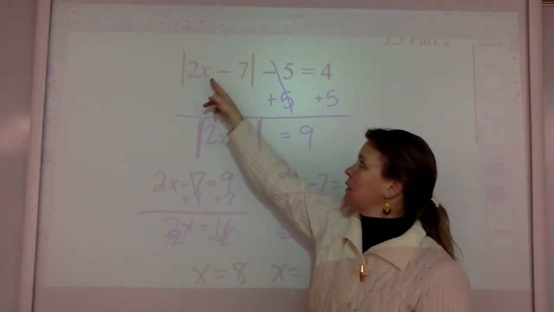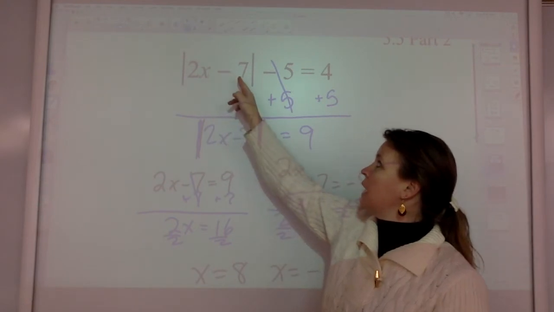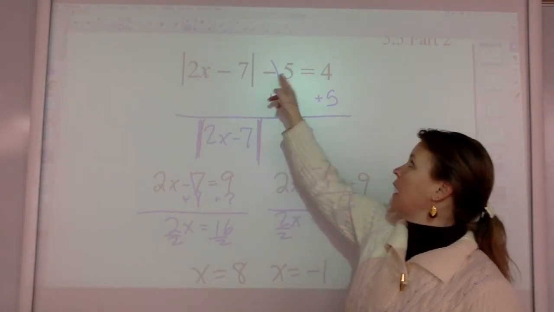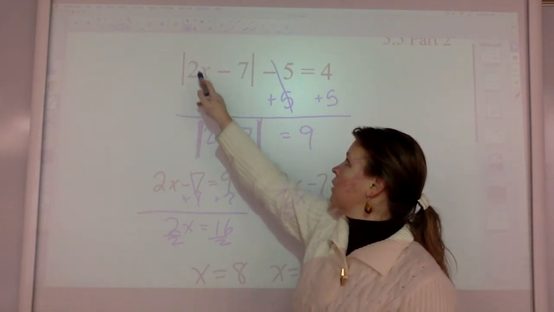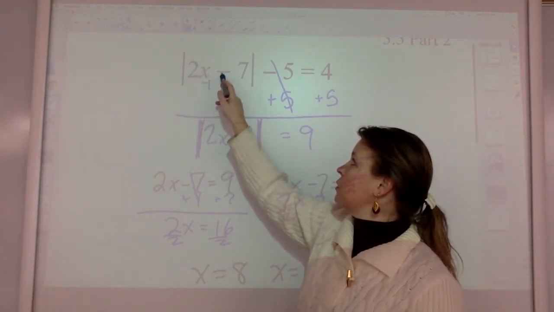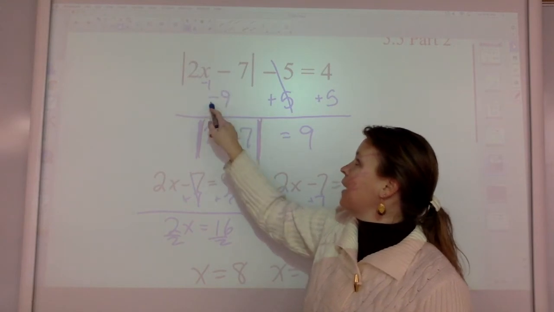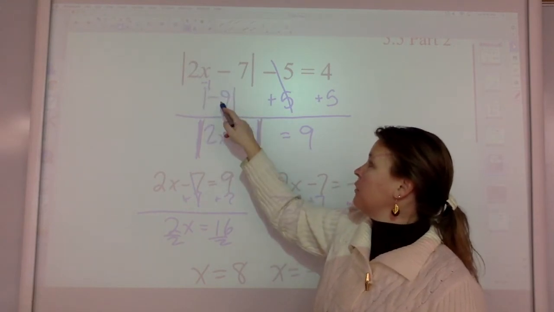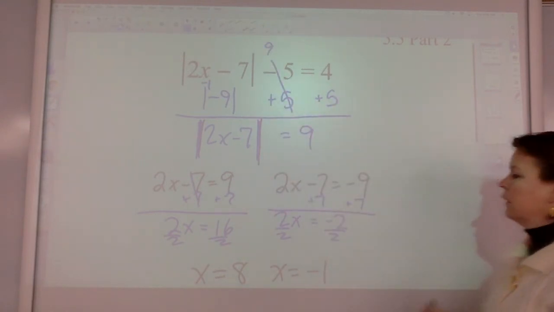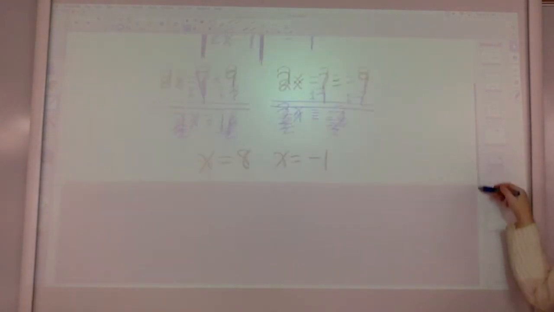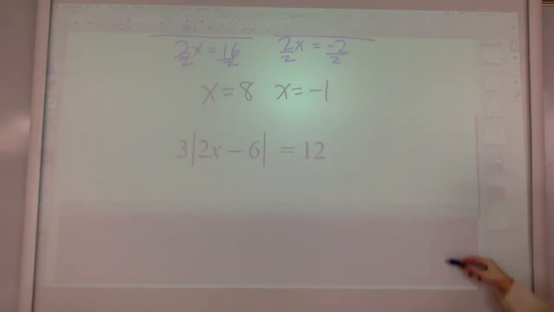Okay? You can plug them back in and check your answer. If you use 8, 2 times 8 is 16. 16 minus 7 is 9. Absolute value of 9 is 9. 9 minus 5 is 4. You can put a negative 1 in up here. 2 times negative 1 is negative 2. Negative 2 minus 7 is negative 9. But the absolute value of negative 9 is positive 9, and 9 minus 5 is 4. So go right ahead, plug it back in, check your answers.